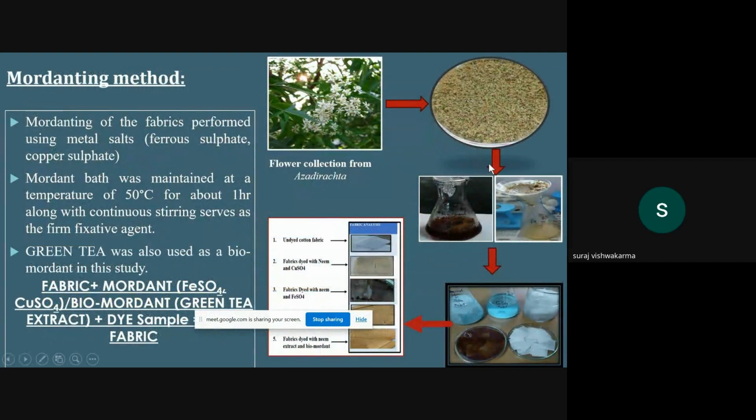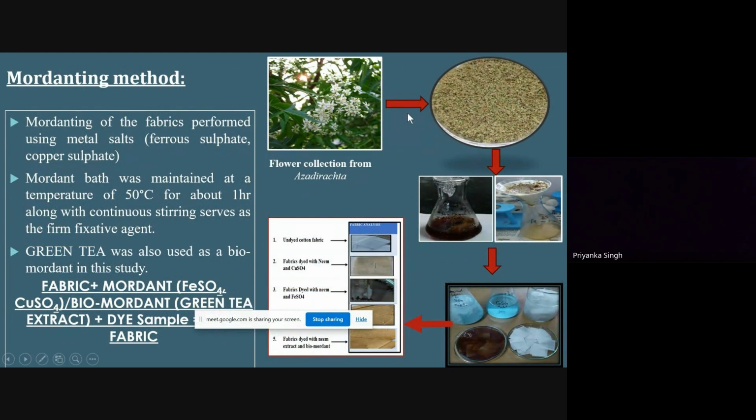So how have we synthesized the natural dye? We have collected the flower from the neem plant, and after the sterilization and filtration, we have ground it into a very fine powder. Then in this case, we have added a specific mordant. Here we have added three types of mordant. First is ferrous sulfate, second copper sulfate, and in the third we have taken green tea. Green tea we have taken as a biomordant, as a mordanting agent.